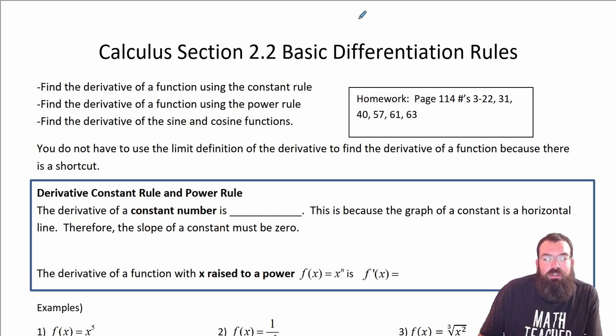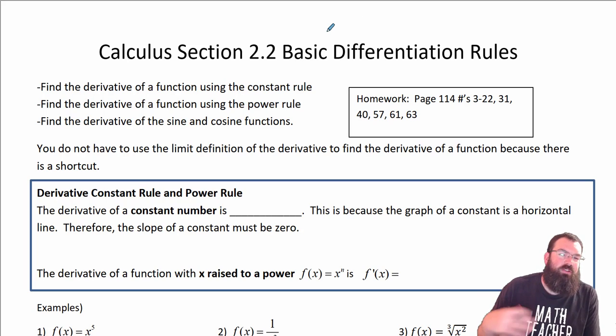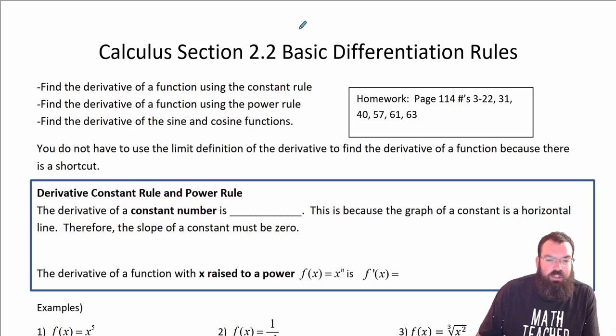Find the derivative of a function using the constant rule, using the power rule, and then find the derivatives of sine and cosine. So we're going to start with some trigonometric functions in this section. Now, you do not have to use that limit definition of the derivative to find the derivative of a function because you guys know this. There's a shortcut, and let's get to the shortcut pretty quick.